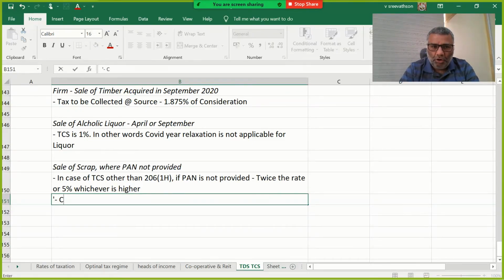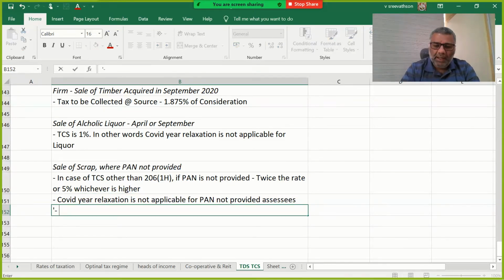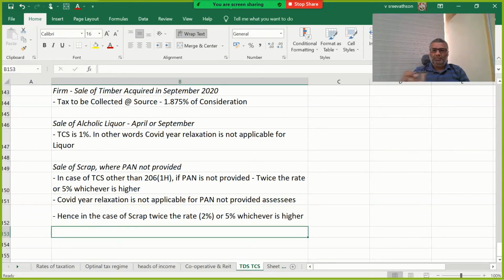COVID year relaxation is not applicable for PAN not provided assessees. Hence, in the case of scrap, twice the rate, that is 2%, as 1% is the normal rate, or 5%, whichever is higher. So 5% will be applicable.